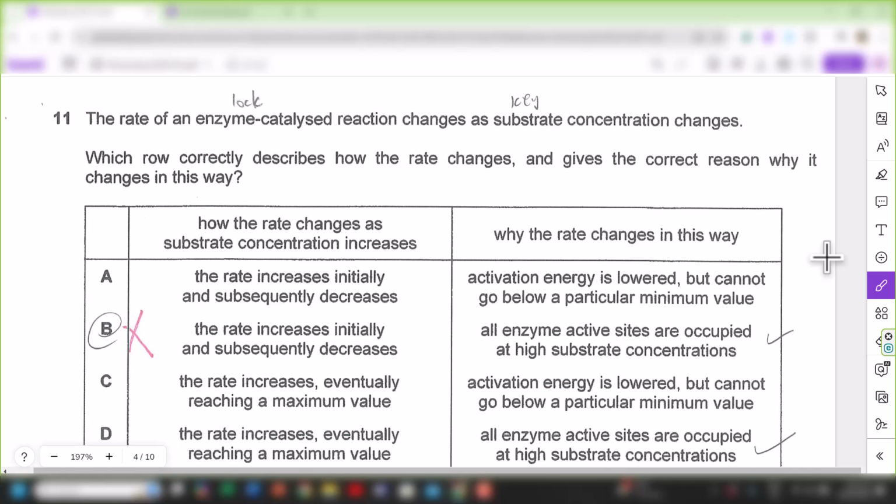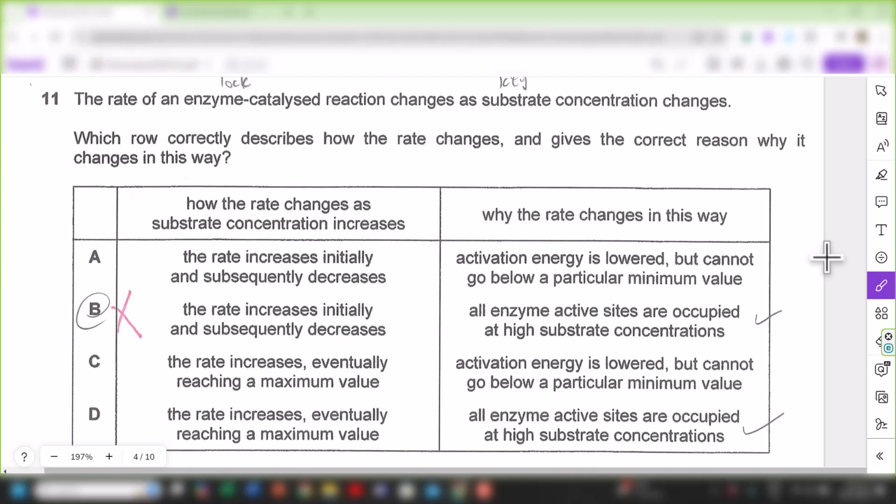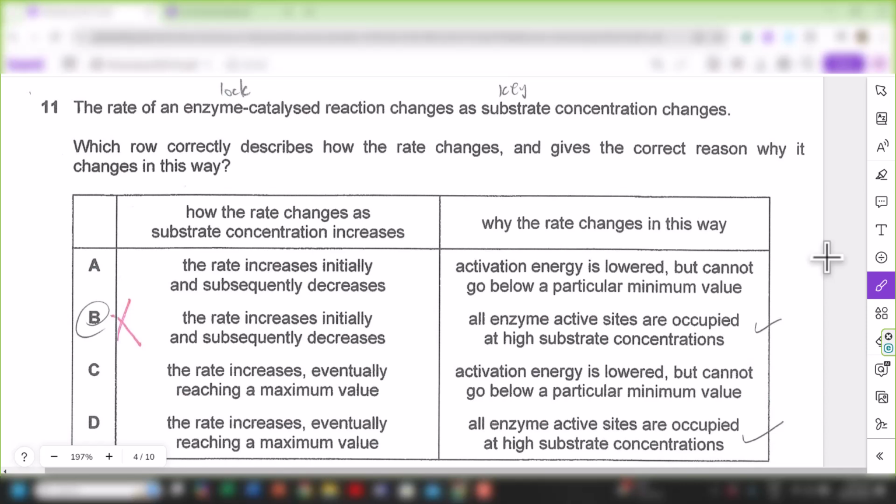Alright, now we are looking at question 11 of the 2023 paper 1. So we'll continue from question 10. For question 11, the rate of an enzyme catalyzed reaction changes as substrate concentration changes. Which row correctly describes how the rate changes and gives the correct reason why it changes in this way?